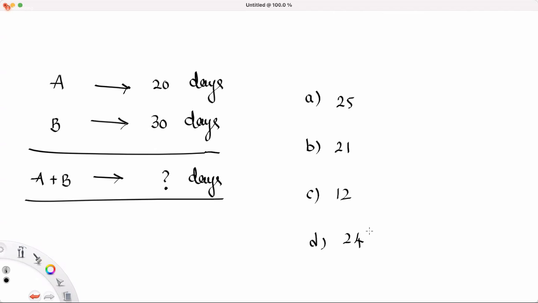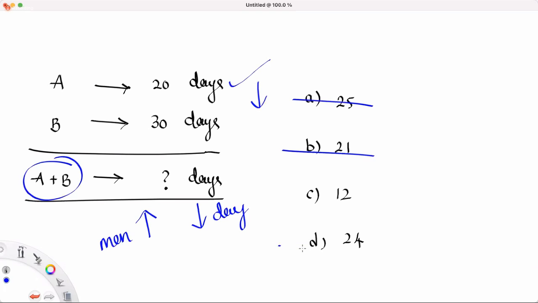A can do a work in 20 days of time. B can do the work in 30 days of time. We can use a basic common sense point which we had a discussion in the last session. When the manpower increases, the time taken will decrease. A alone is taking 20 days. If A and B are working, they will take less than 20 days. So eliminate all these options.